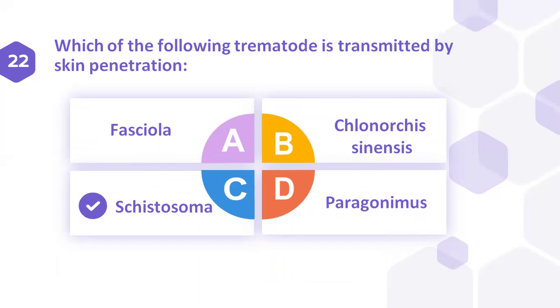So it can penetrate the unbroken skin. Even though you have no cuts on the skin, this cercaria of Schistosoma can penetrate the skin and enter into the host body and can cause the infection.